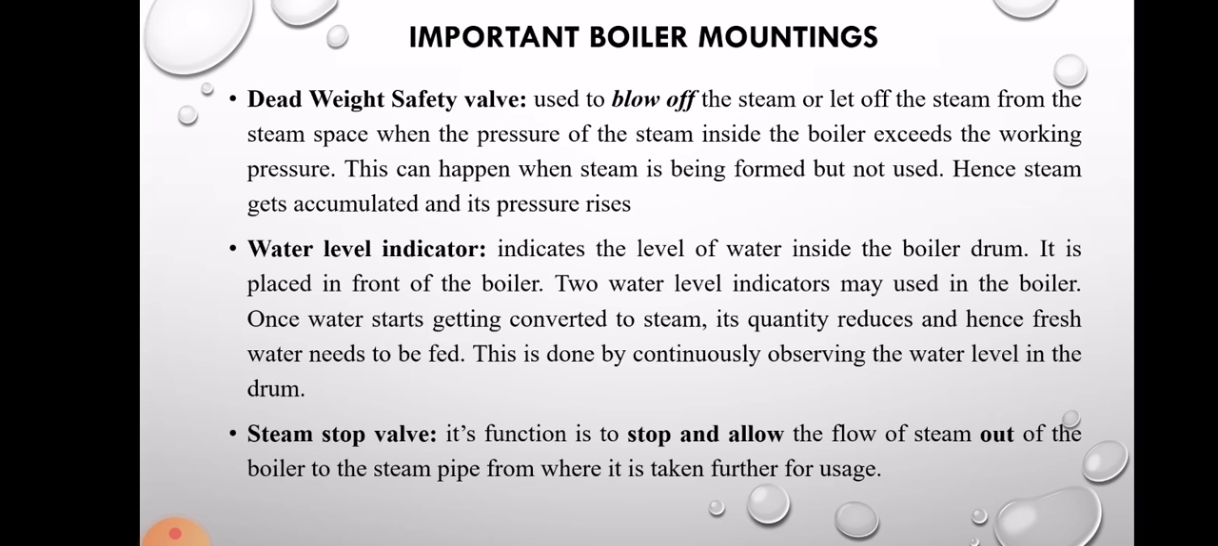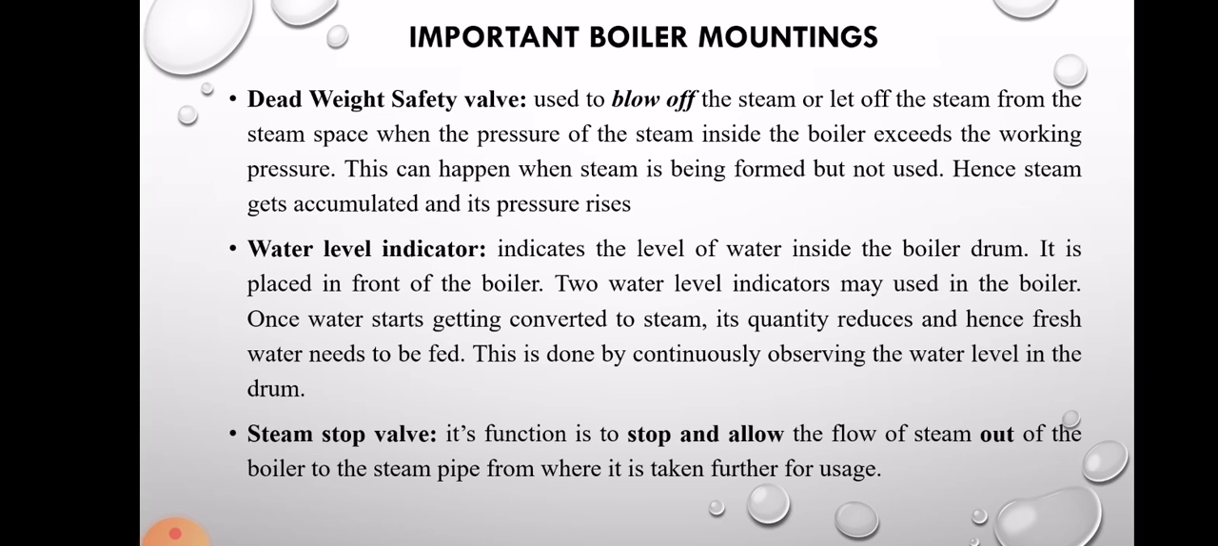The second one is a water level indicator. The process of steam formation involves adding heat to water and converting it into steam. As we add heat, water slowly gets converted into steam and the amount of water gets reduced. You cannot allow the level of water to come below the danger mark. So the water level indicator is mainly used to see the level of the water. You can use two water level indicators, and once the level decreases below a certain mark, then the feed check valve is opened by which fresh water is fed into the boiler drum.